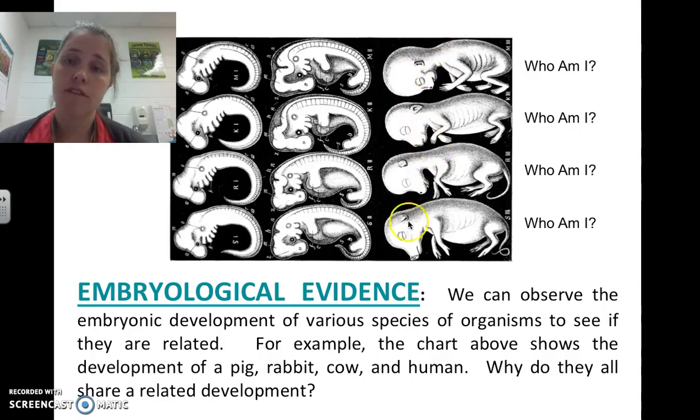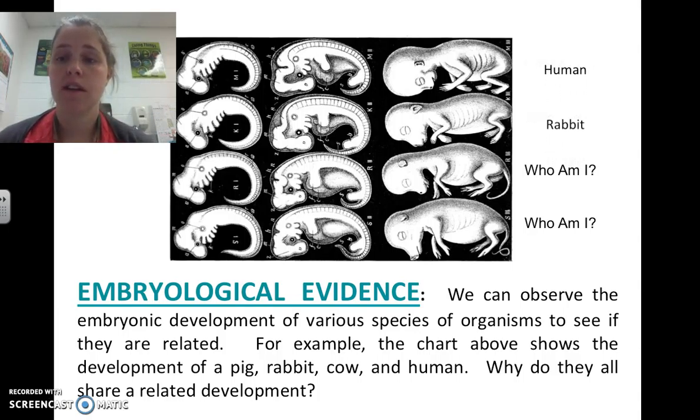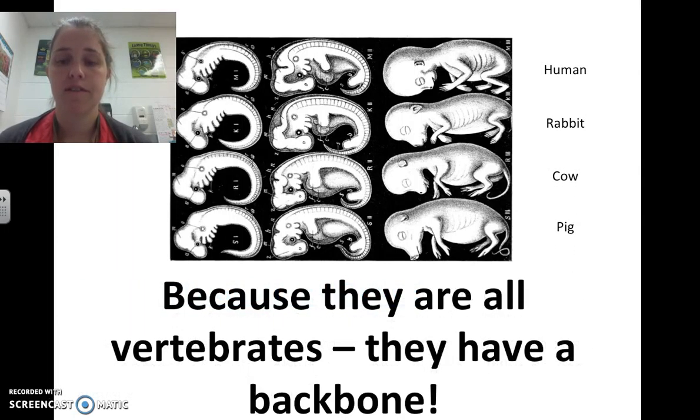Okay, and look, we are all very similar. Now this is very early on in development. But we all look very similar in our development, which tells us that we are all related. Okay, so there's the human, rabbit, cow, and pig.